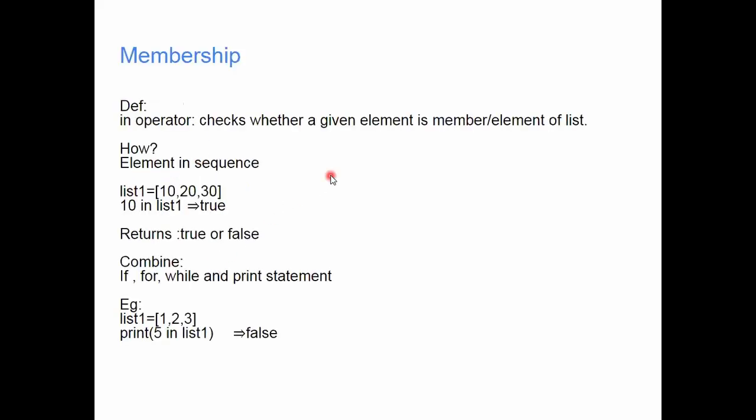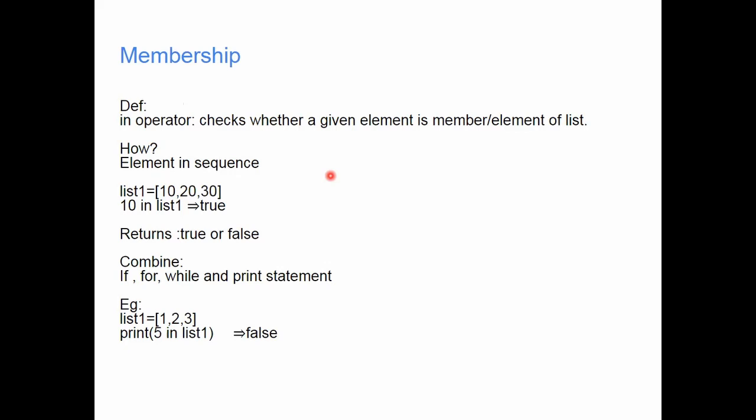So the first one is membership. How do we check membership, meaning whether a person has any membership to some club? How are we going to check whether the person is a member of that club, whether he has taken that membership or not, whether he is the actual member of that club or not?